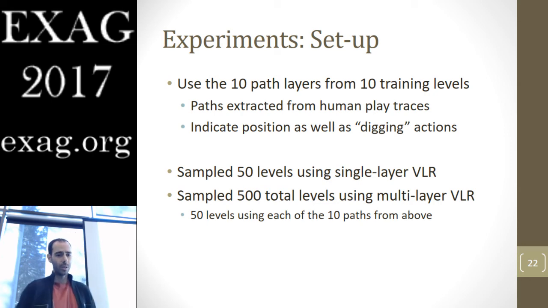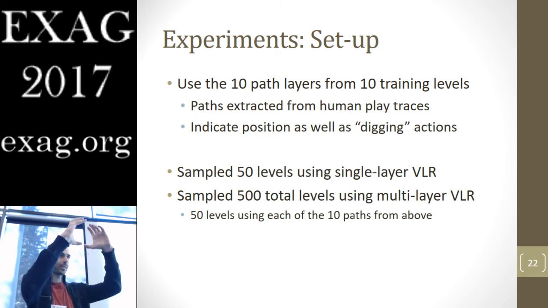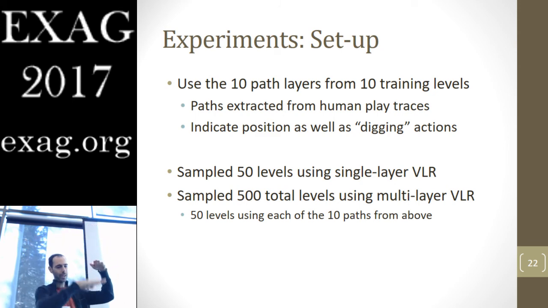No. With the standard approach that doesn't even care about paths, we generated 50 levels. Then we had 10 training levels, and each of them had one path that we generated for it. We trained with all of it, and then we said, now generate 50 levels that try to adhere to this path. Now generate 50 more that try to follow this other path. Since we had 10 paths and we generated 50 with each, that's the 500.